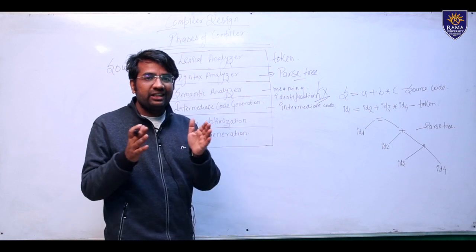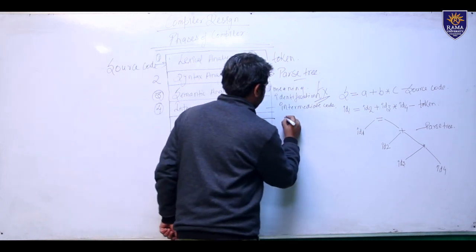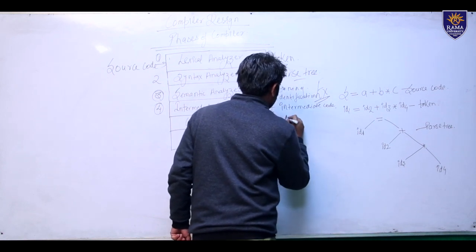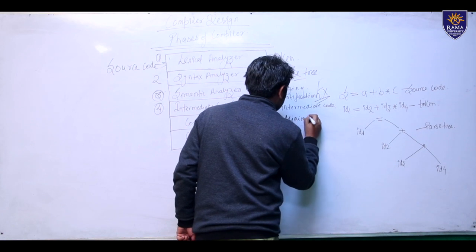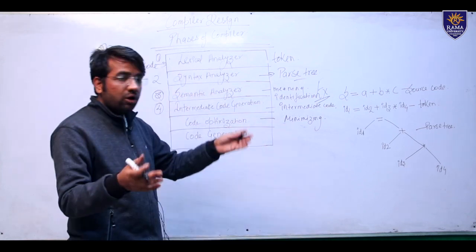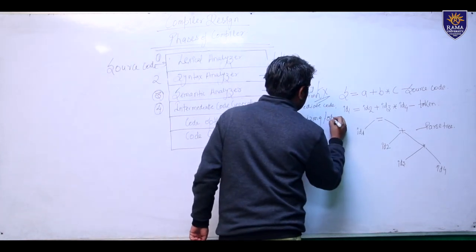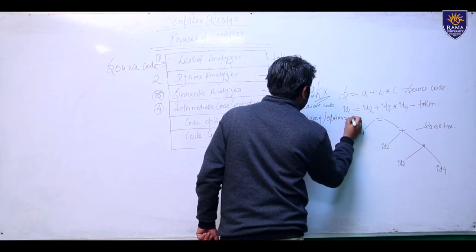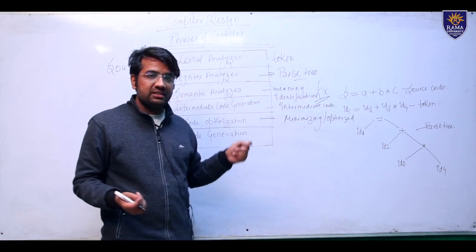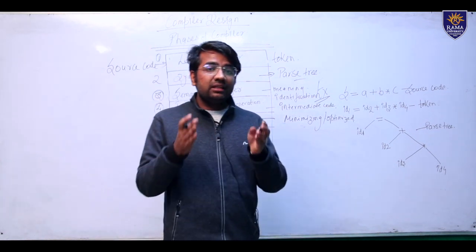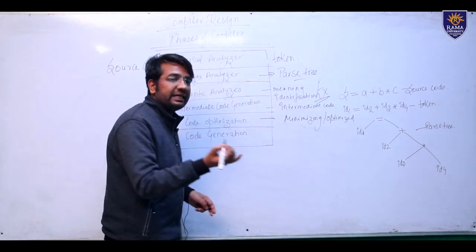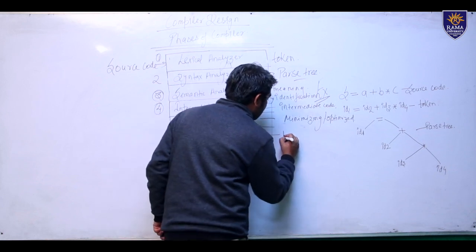After optimizing the code, after minimizing this code, now we are transferring this code to the code generation phase. In the code generation phase, the source program, or minimized source program, is converted into the target code.